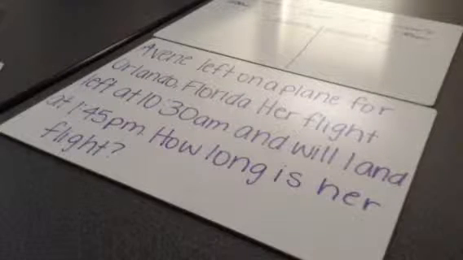So our word problem: Avery left on a plane for Orlando, Florida. Her flight left at 10:30 a.m. and will land at 1:45 p.m. How long is her flight? So we'll use this word problem to determine how long her plane ride was. And I'm going to use a number line.